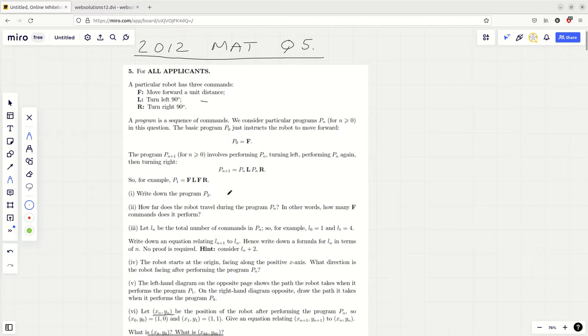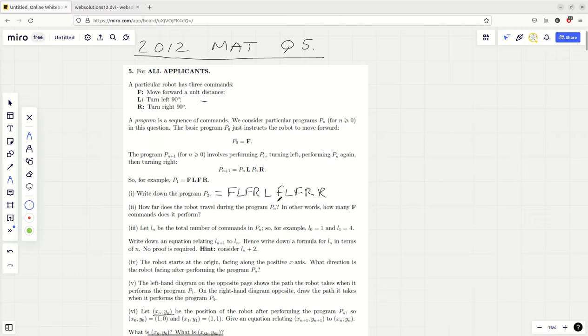So if we try and write down P2, and they've written down P1 for you, it's going to be F, then left turn, then forward 1, then right turn. If we write down P2, well, we need the previous program, which is forward, left, forward, right. But then we need to turn left, and then we're going to do again forward, left, forward, right, and then we're going to turn right. Yeah, so it's important to recognize how this is building up in complexity.